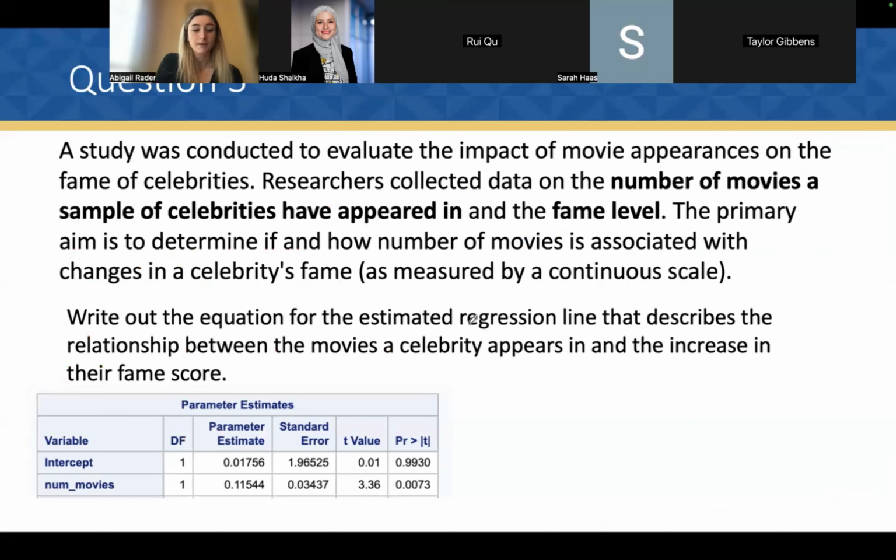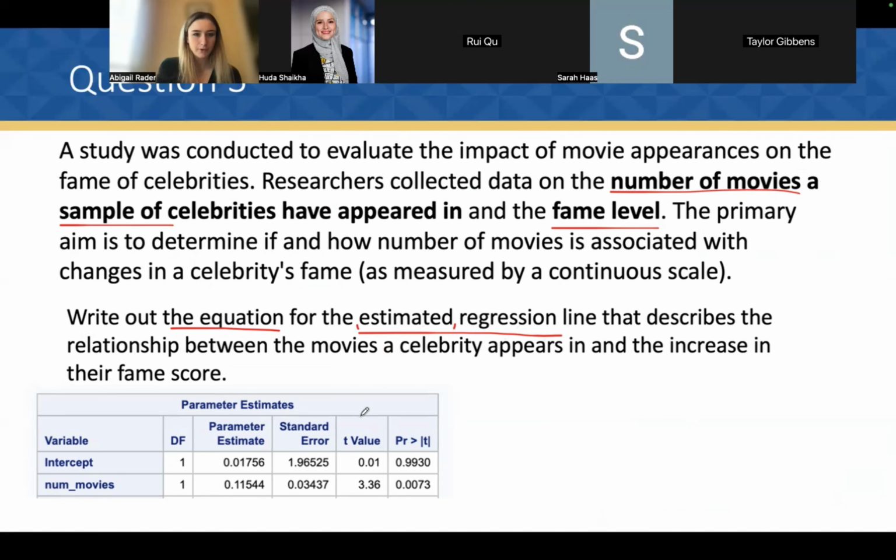Okay. So now we're getting into regression, and this is a mix of some of the review from last semester and then also some new stuff. Let's say we have number of movies someone is in, and fame level. We want to look at whether there's an association between these two variables. The first thing you're asked to do is write out the sample equation for the estimated regression line. We know that it's for the sample because it's the estimated regression line. We see estimated here. That tells us we're in sample world, not population world.